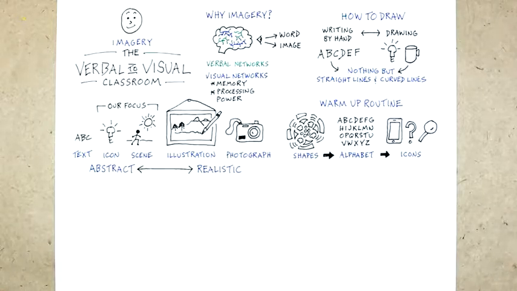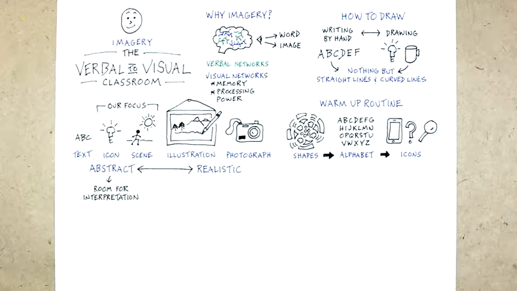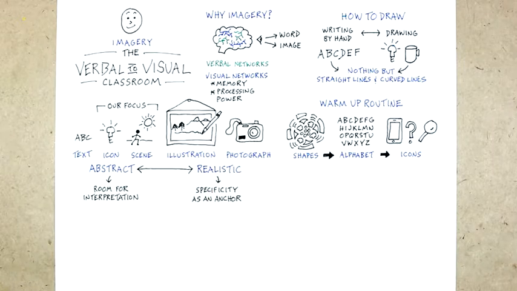I want to point out here that there are some times when abstract imagery will suit your needs, and other times when realistic imagery will do the job better. What abstract imagery does is leave room for interpretation, which could be exactly what you're looking for, depending on what you're doing with your notes. Realistic imagery, on the other hand, provides specificity as an anchor. With more detail than abstract images, you move away from the vagueness of words and can allow for the concreteness of an image to anchor the ideas that you're exploring or sharing with others.